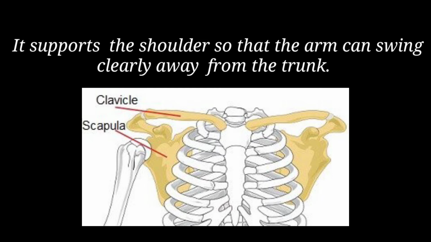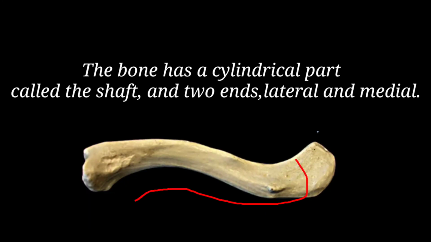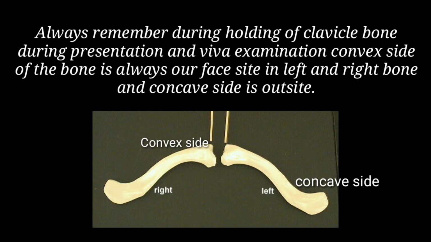Clavicle supports the shoulder so that the arm can swing clearly away from the trunk. The bone has a cylindrical part called a shaft. Shaft has two ends. This one is a lateral end and this one is a medial end.